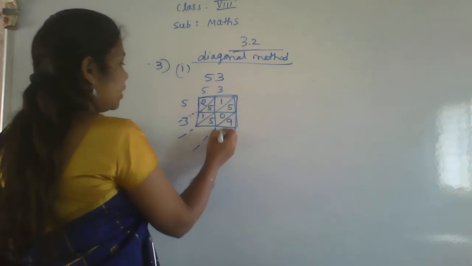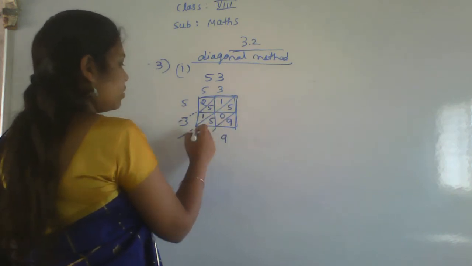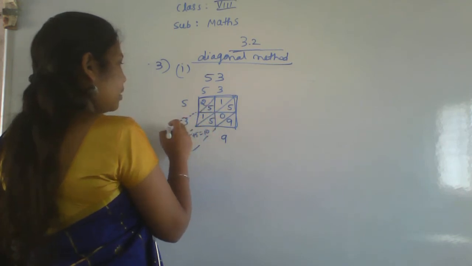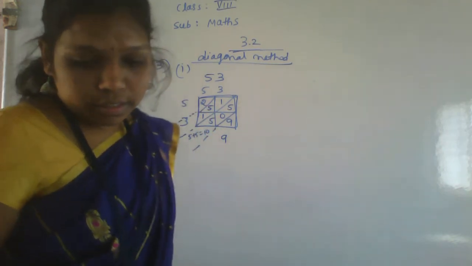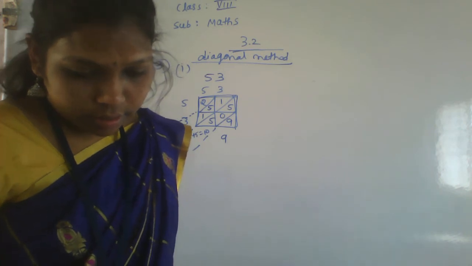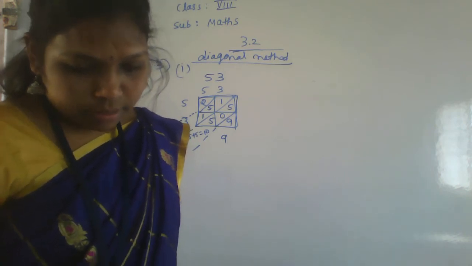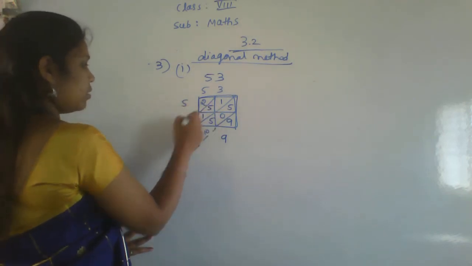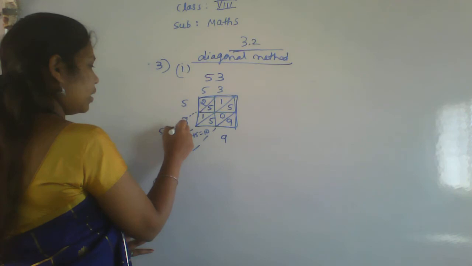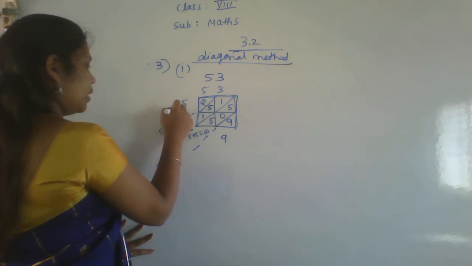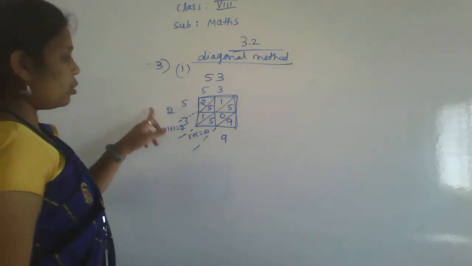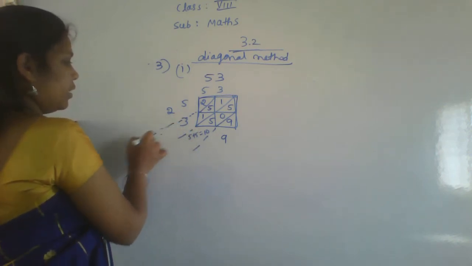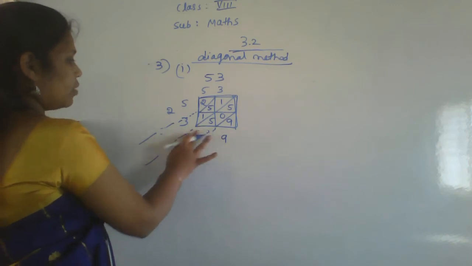Okay. Here it is 9. Here 5 plus 5 is 10. And here 5 plus 1 plus 1 that is 7, and here only 2. So here 2, here 7 and 10. Otherwise I will write it here. Okay, you will get confused.